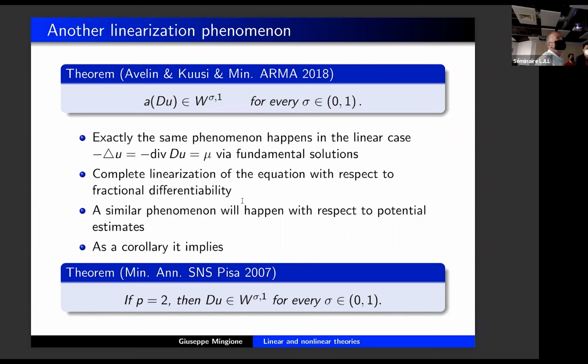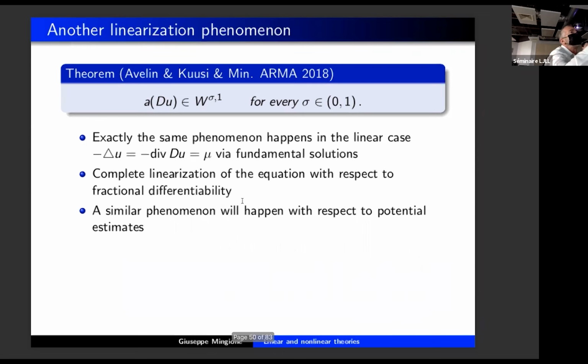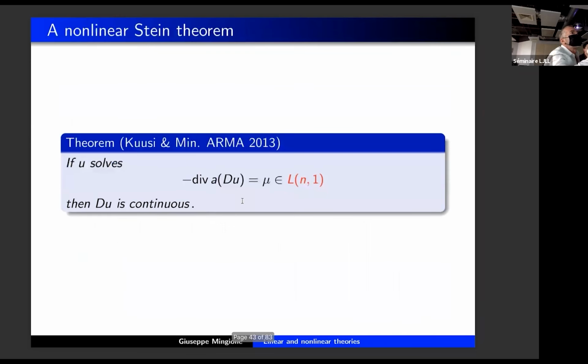Okay, a question. Maybe I have a naive question. You have this nonlinear version of Stein's result, and you keep saying that being in the Lorentz space is a sort of minimal condition. But by this, you don't mean that it's a necessary condition, but no, it's okay. In the Poisson case, it's necessary.